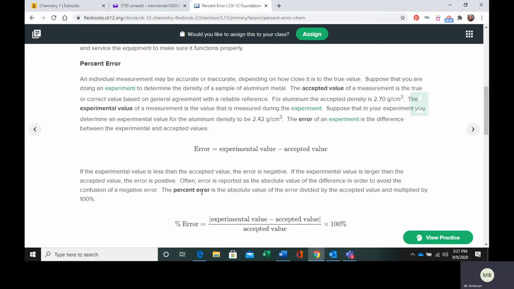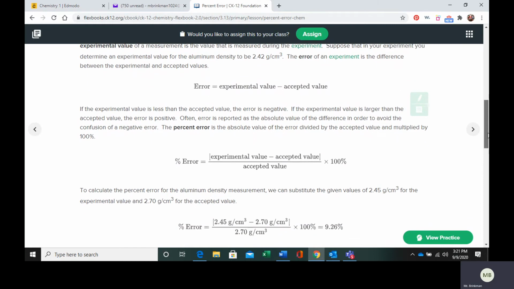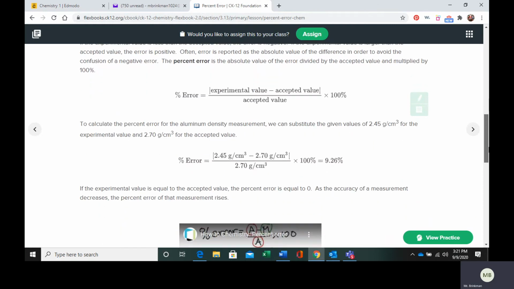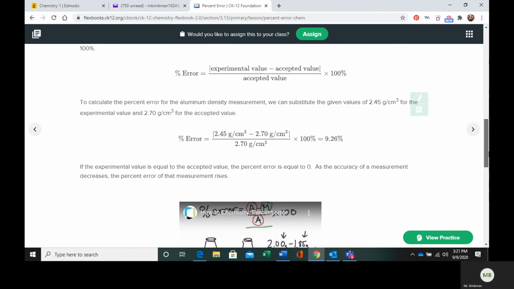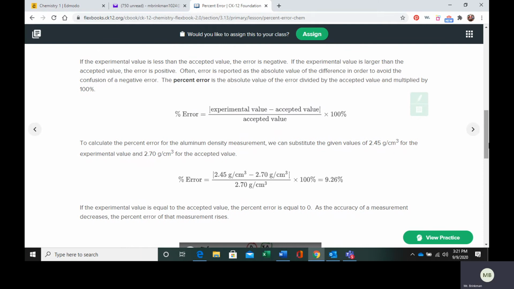The percent error is going to be the absolute value of the error divided by the accepted value and multiplied by 100 because you have 100%. So the percent error is the percentage that your outcome was different than the accepted value.